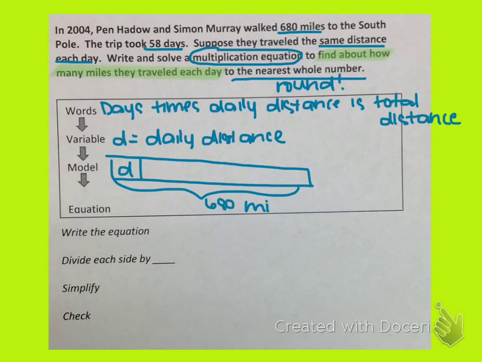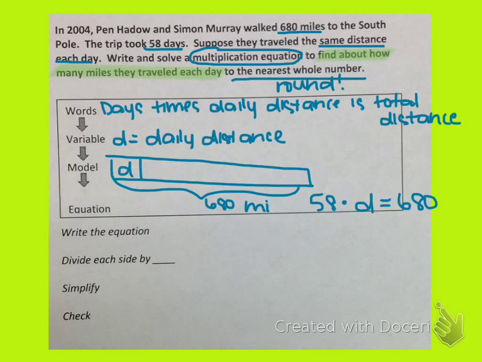And now, based on the words we wrote, we need to write an equation, which I'm going to do over here because I took up way too much room with my model. So the number of days times daily distance is the total distance. Well, it's 58 days, so that's 58 times the daily distance. Well, that's what we don't know, so that's D, then the equal sign, and then the total distance is 680 miles. So we have our equation.